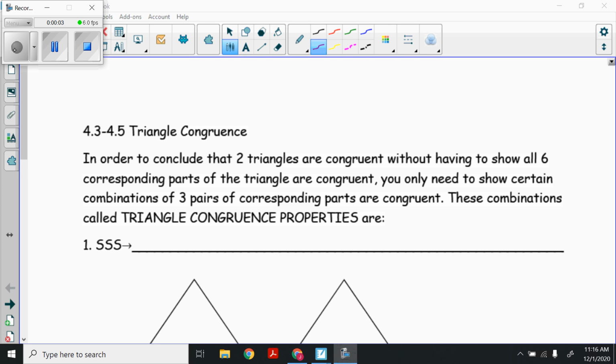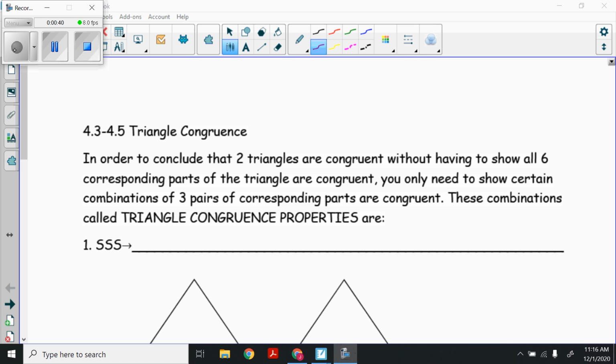All right, so today in geometry, we're looking at sections 4.3 to 4.5 that deal with triangle congruence. You should have already done the little triangle discovery lab on the NCTM website, that link that was provided. So now we're going to look at the notes. It says, in order to conclude that two triangles are congruent without having to show that all 6 corresponding parts of the triangle are congruent, you only need to show certain combinations of 3 pairs of corresponding parts are congruent. These combinations are called the triangle congruence properties.